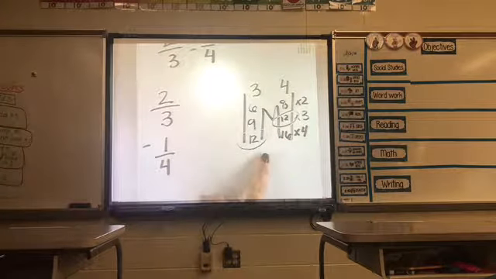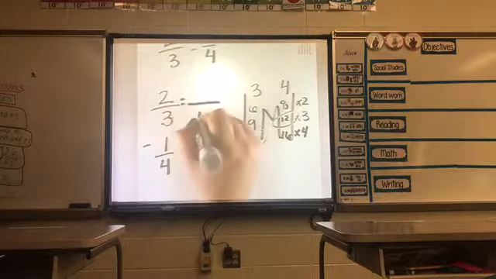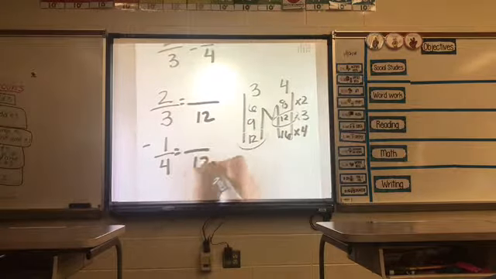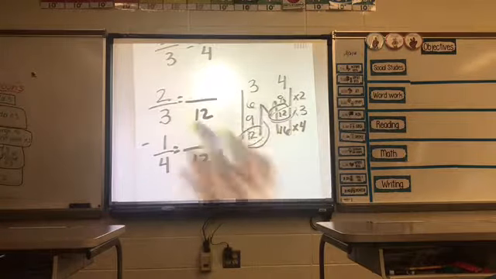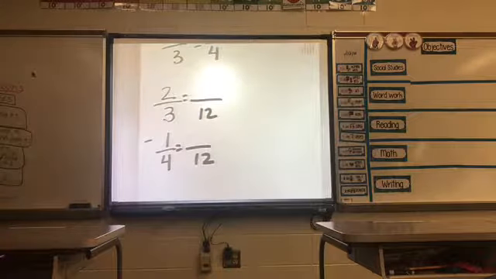Step number 2, find the common denominator. Now you need to make your fraction equal the new denominator. So that's all you do. This is your new denominator, you make it equal. I'm going to erase this just so I have more room.